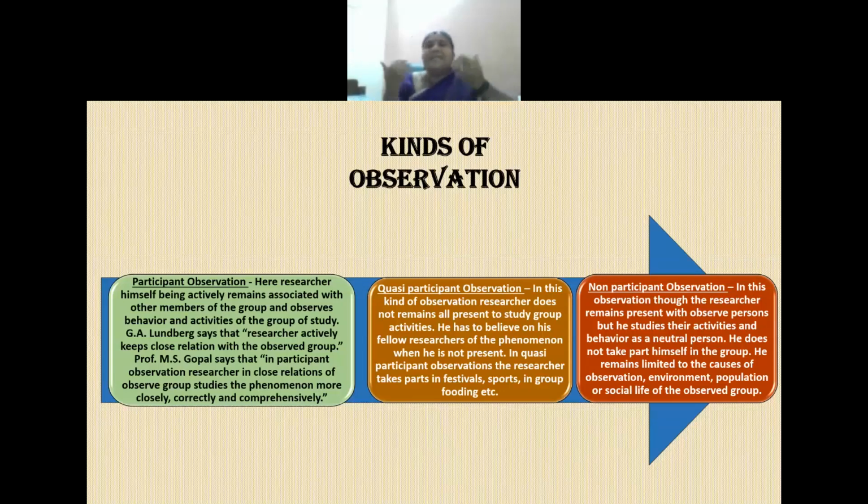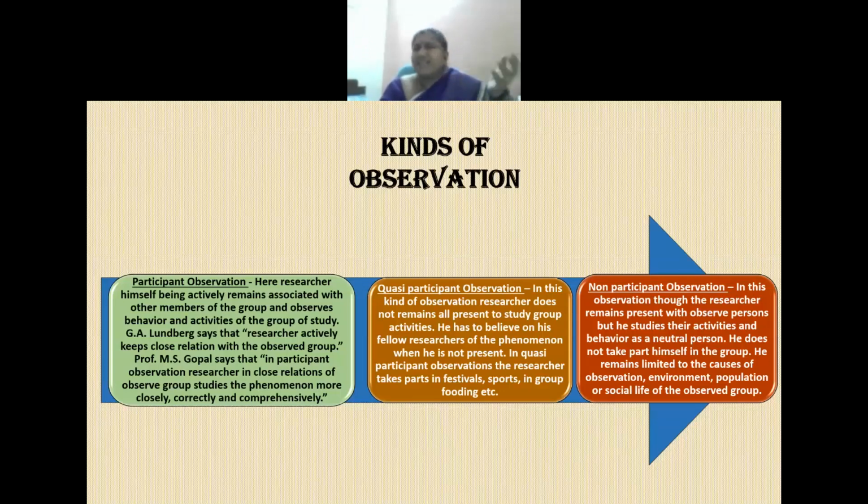Non-participant, the researcher remains neutral. He is nowhere there. He just observes from outside. He does not take part himself in the group, but he remains limited to the causes of the observation, environment, population, or social life. I repeat, even legal researchers can do this. It is not only social. Suppose IPR, suppose GI, the geographical indication or something like that. You go there, find out what the product is, how this product has been promoted all these years. You talk to them, collect data from them. Yes, a legal researcher also can do observation.